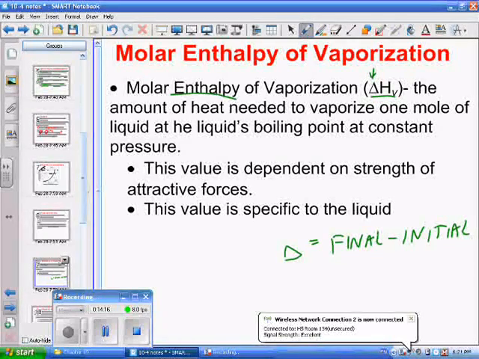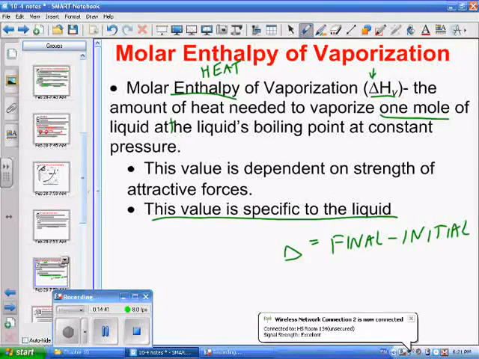Now what is enthalpy? Enthalpy, for you, it's just heat. And actually for anybody else, I tell them it's just fancy heat, and it just means that there has to be constant pressure. But molar enthalpy, you could almost call it molar heat of vaporization. It's the amount of heat needed to vaporize 1 mole of a liquid at the liquid's boiling point at constant pressure. Now, this is specific to a liquid.